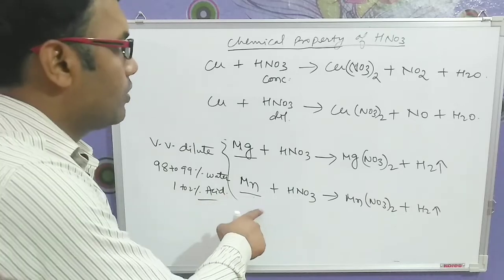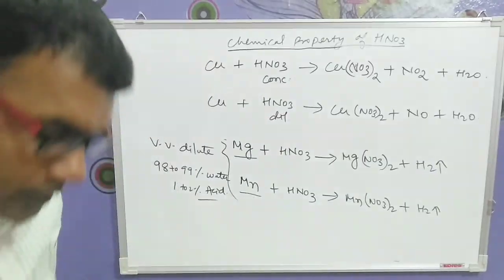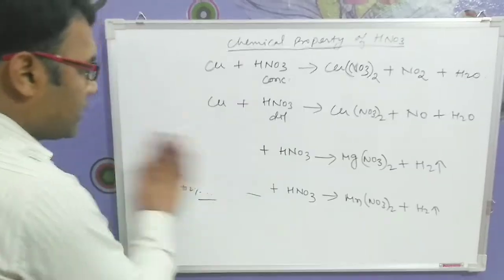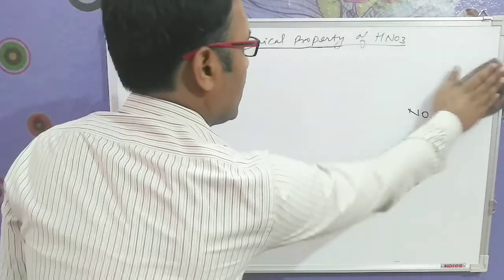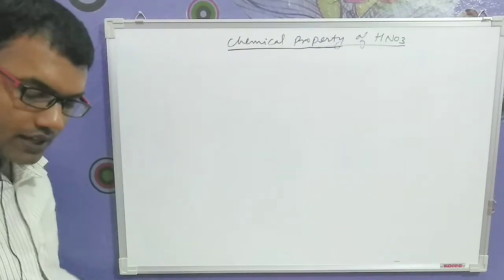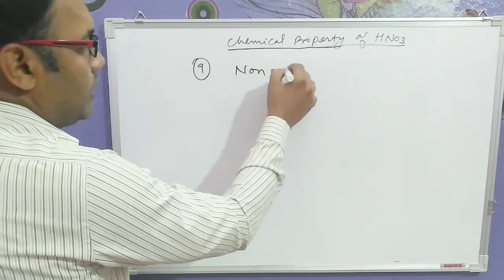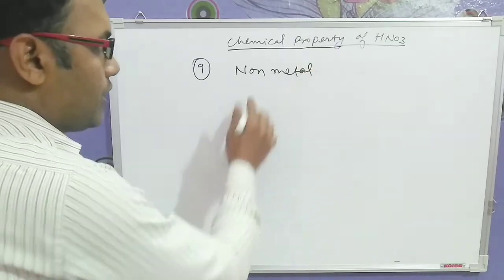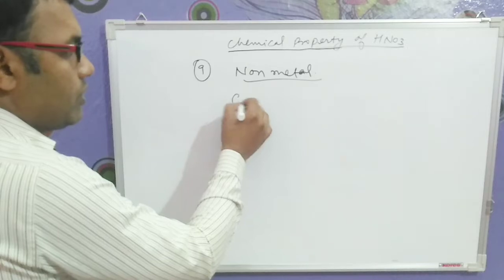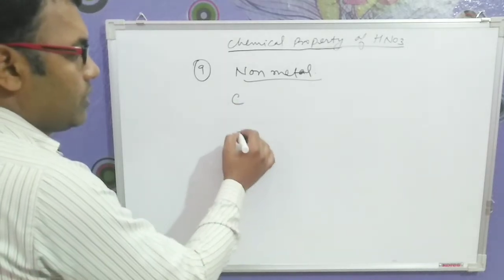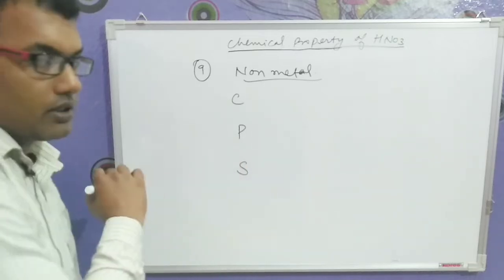Is it clear? Now coming to the ninth chemical property, that is reaction with non-metals. Just now we have seen reaction with metals, now we'll be seeing reaction with non-metals. This reaction is also very important because we are considering three non-metals. First one is carbon, the second one is phosphorus, and the third one is sulfur. Is it clear?